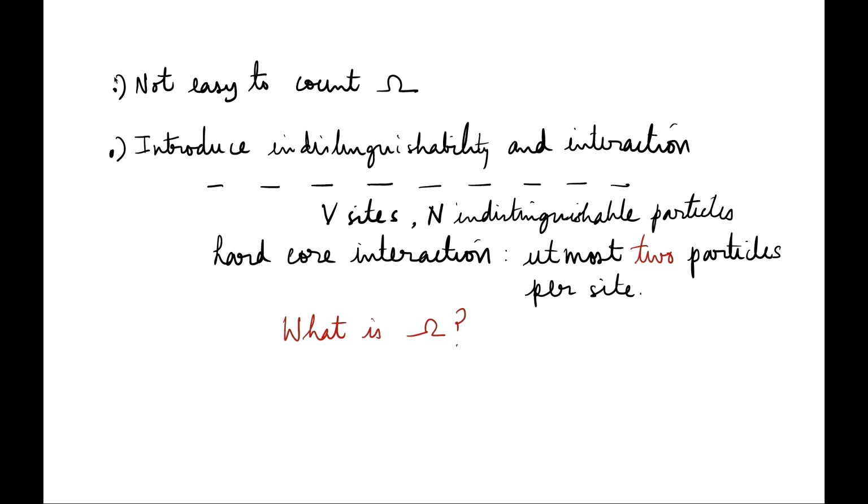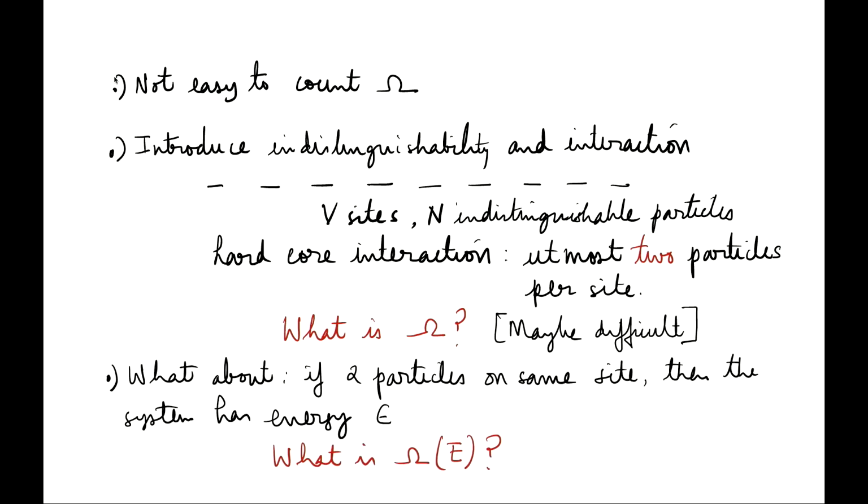So let me restate the problem. I have n V sites, n particles. At each site, you can have at most 2 particles. Is it possible to do? Anybody? Okay.